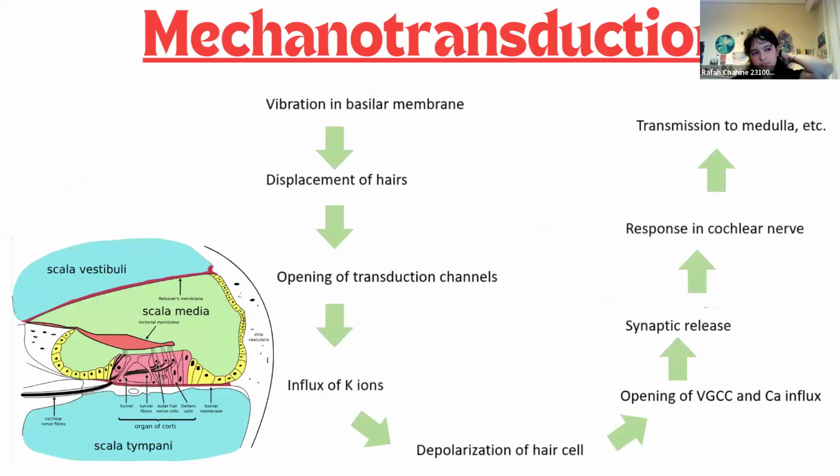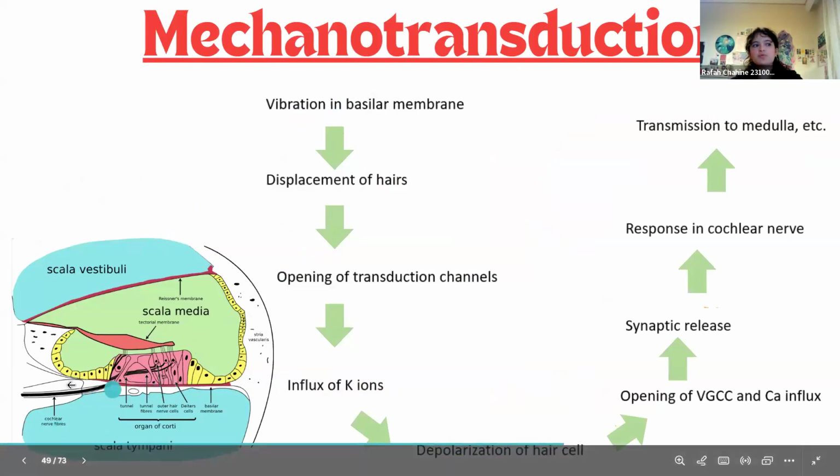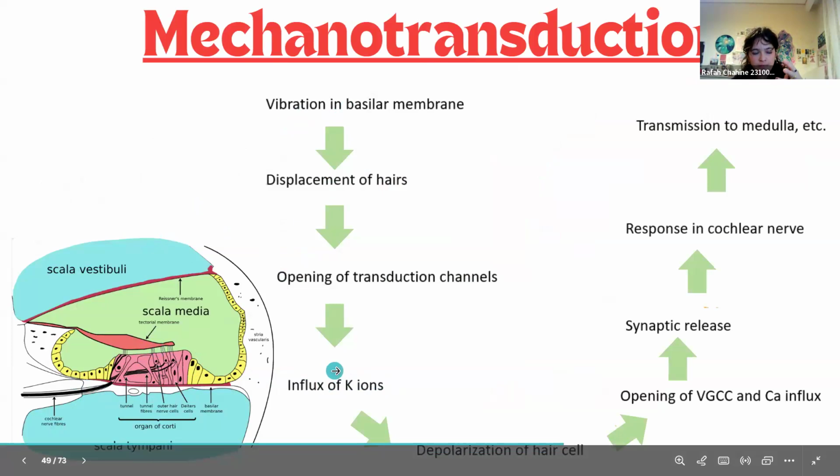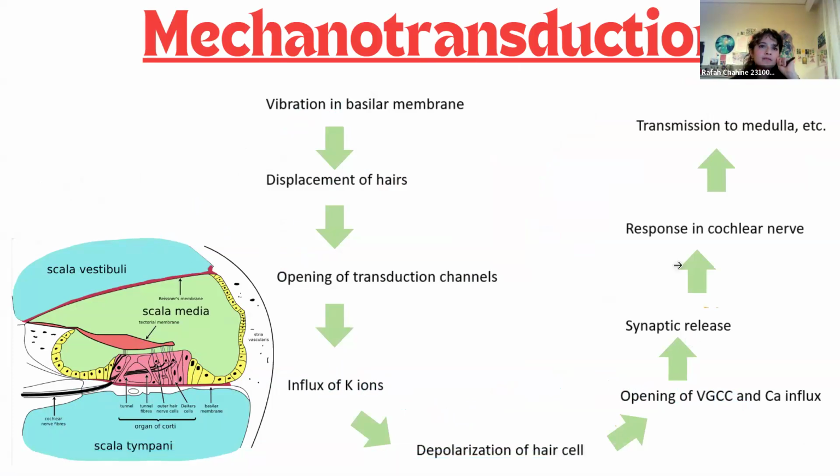Now, this is the same recap. Vibration of the basilar membrane, the one at the bottom, will cause displacement of the hairs. We're going to have opening of the transduction channels, which are the tip links, and that will cause influx of potassium ions. That will cause the hair cell to depolarize, which will open the voltage-gated calcium channels, causing a calcium influx. That will cause synaptic release of neurotransmitters, specifically glutamate in the inner cell, and that will cause a response in the cochlear nerve. Then that will be transmitted to the medulla.